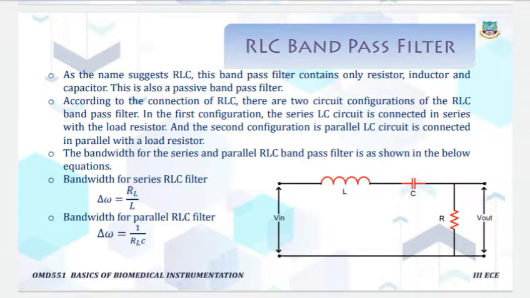Okay. Here we can connect this in two modes. First one, L and C is connected in series with the load resistance R. Also we can connect this L and C in parallel and then to the load resistor. So we can connect this in two modes, LC in series with the load resistor R. Also we can connect this in parallel.